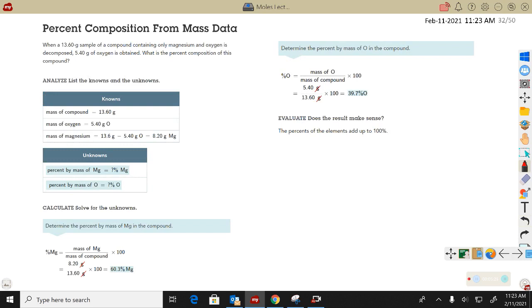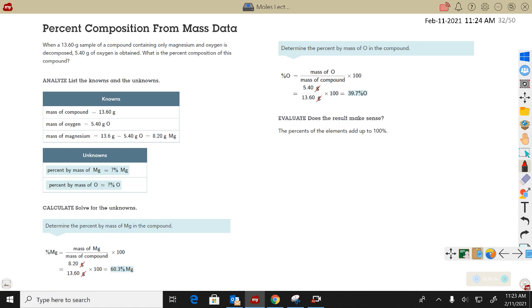And so here's a great example of how this has a little more of a chemistry spin to it. When a 13.6 gram sample of a compound containing only magnesium and oxygen is decomposed, that just means when the original magnesium oxide compound is broken apart into its individual elements, magnesium and oxygen, 5.4 grams of oxygen are obtained. What is the percent composition of this compound? Awesome. Well, here's my data. I know the mass of the compound. They gave me the mass of the oxygen.